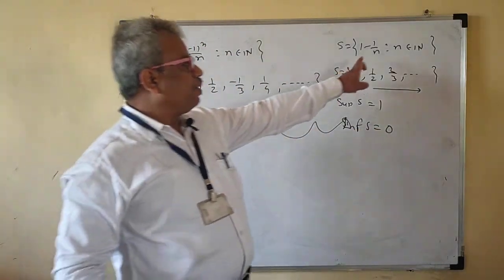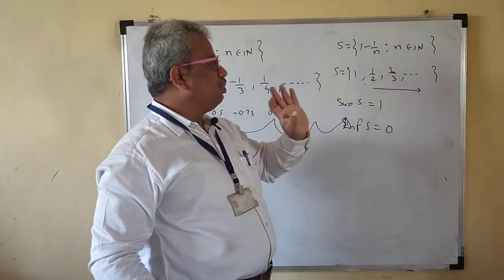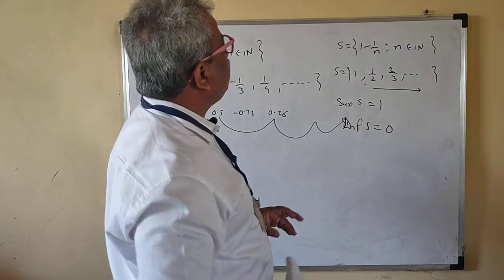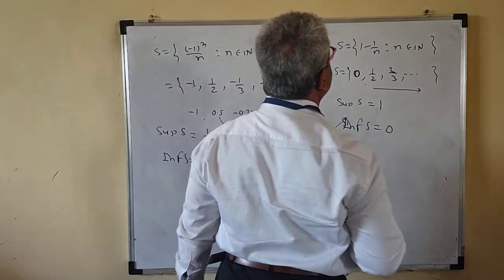So infimum of S will be 0. What happens? Here 1 by n will be the 1, then this will be 0. If you take n is equal to 1, then this is 0.